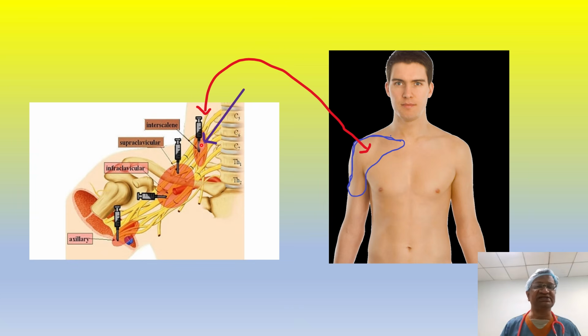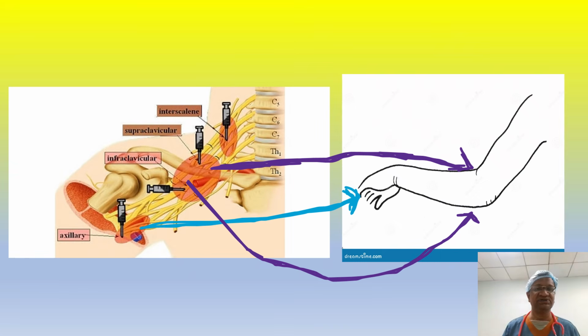Now I have already told you interscalene is for shoulder, clavicle and arm surgeries. This is interscalene. You are in the interscalene plexus. Now you see supra and infraclavicular blocks are for around the elbow and forearm surgeries. Now the axillary block is for the wrist and surgeries distal to the wrist. The axillary will come here, the supra and infraclavicular will come here, and interscalene will come in the shoulder, clavicle and arm.